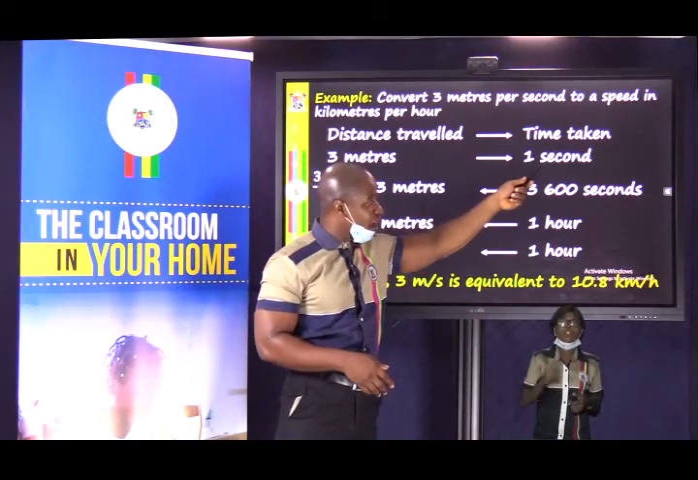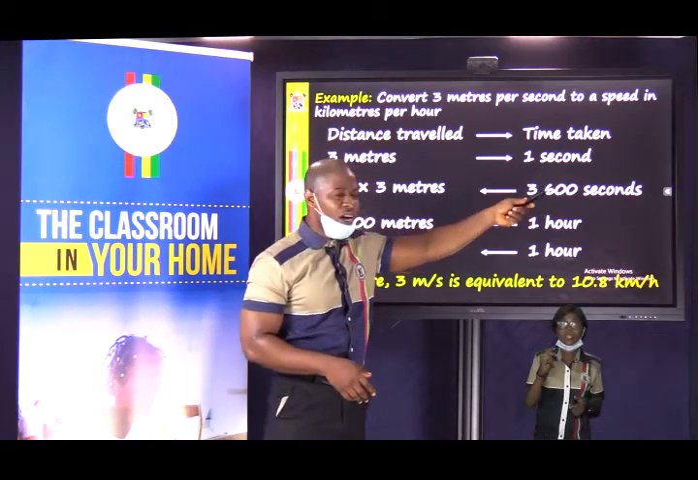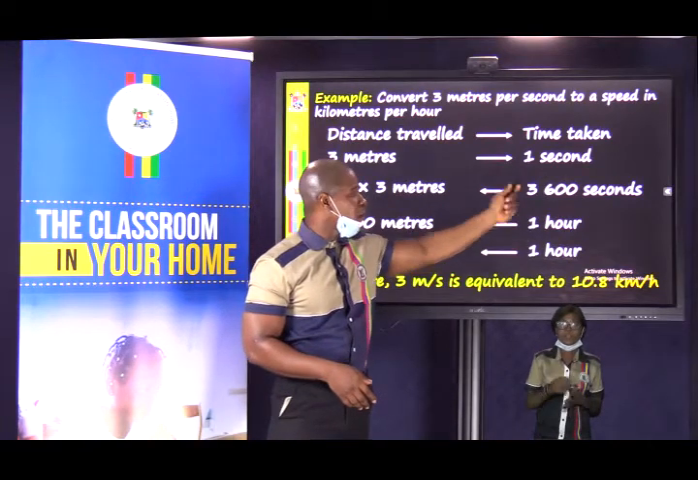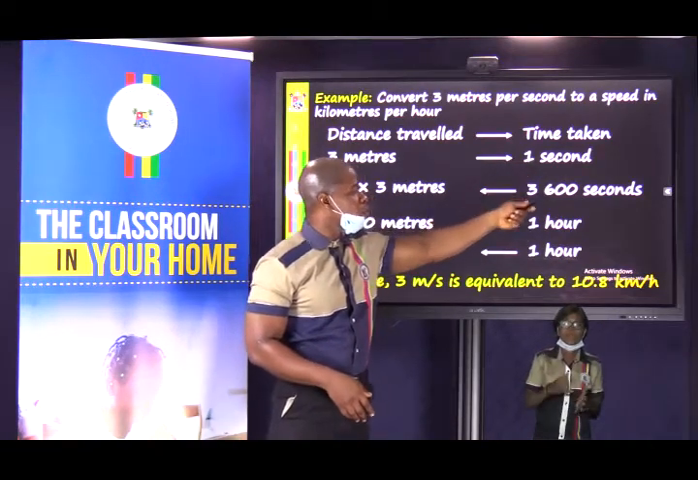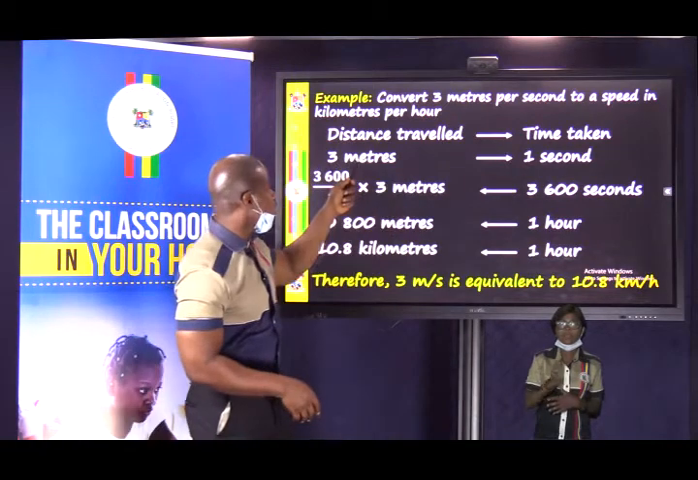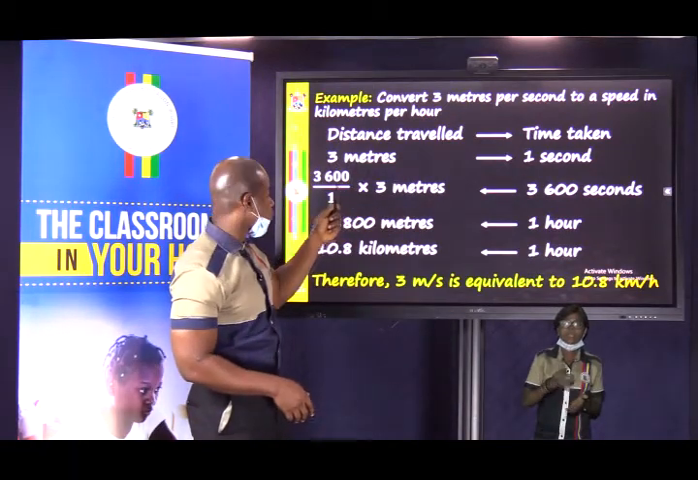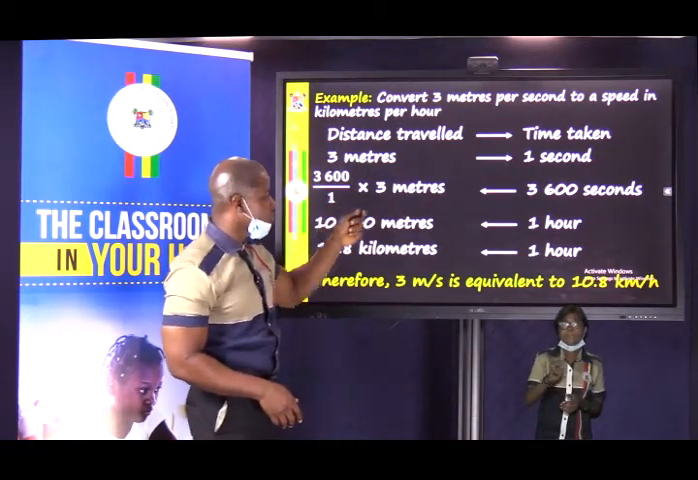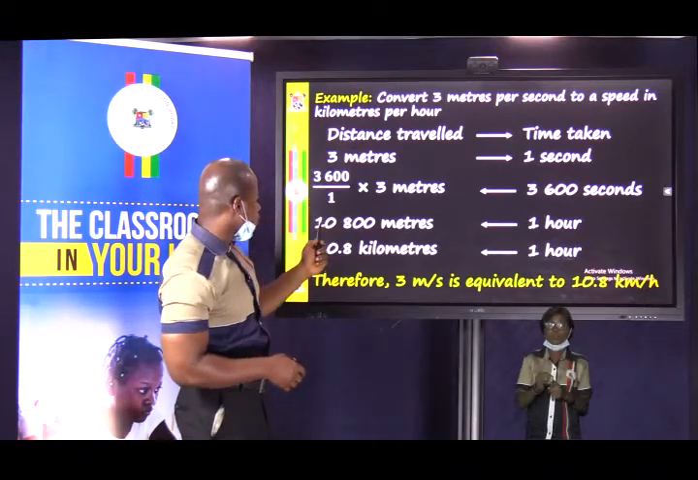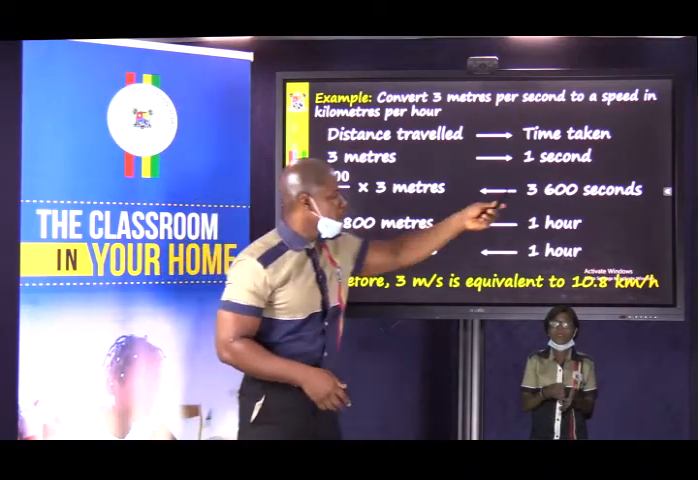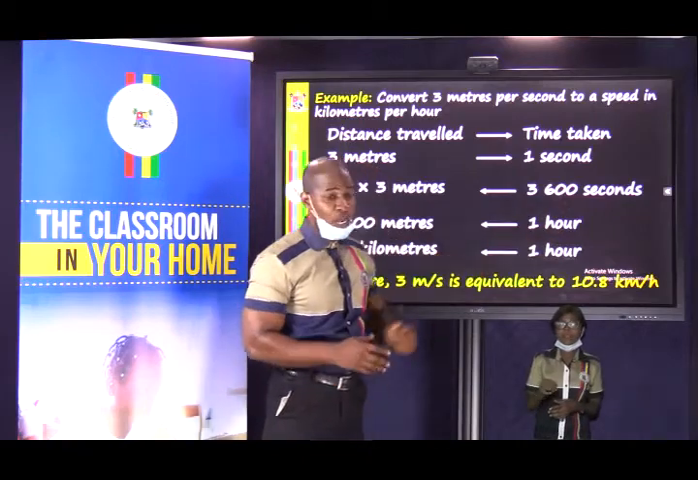So from the 1 second part side, we change that to 3,600 seconds, which of course is 1 hour. Now, if we're increasing from 1 second to 3,600 seconds, we have to increase the meters too by 3,600, and that's why we're multiplying by 3,600. Now, when we multiplied, we got 10,800 meters. 3,600 seconds, of course, is 1 hour.